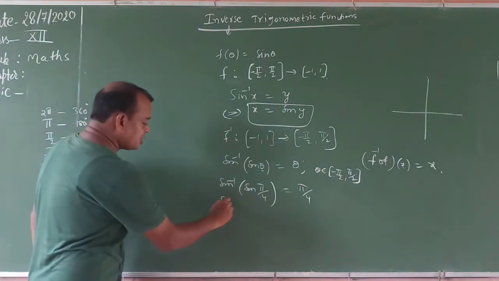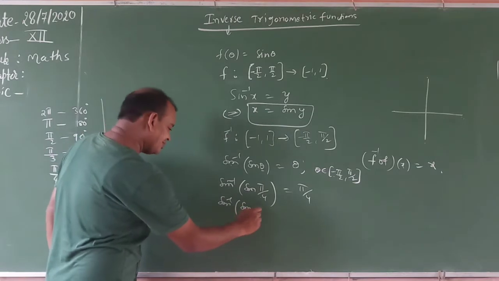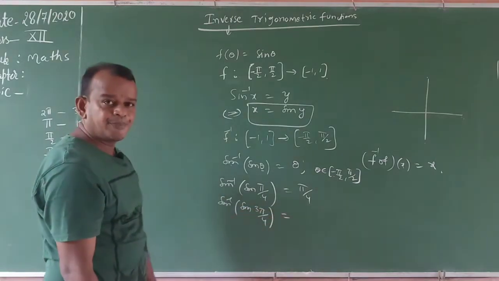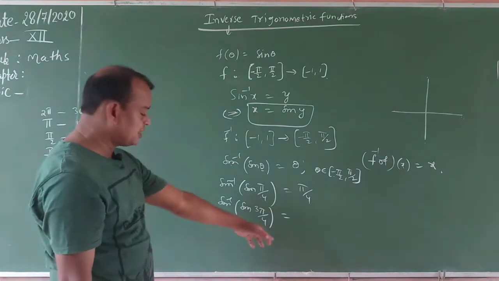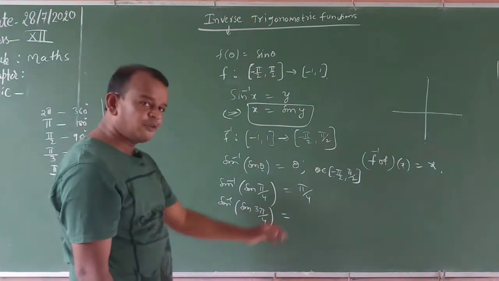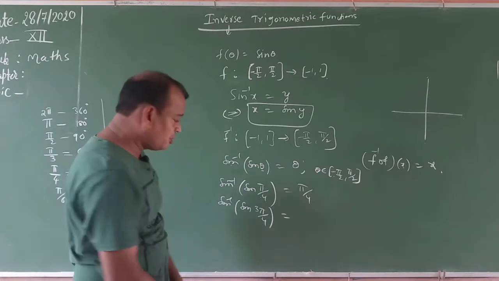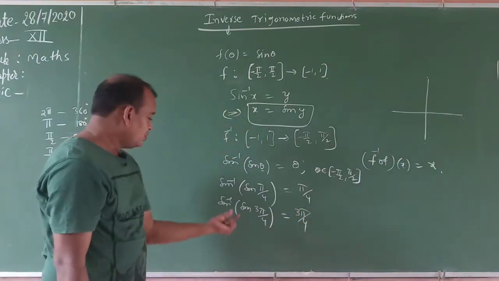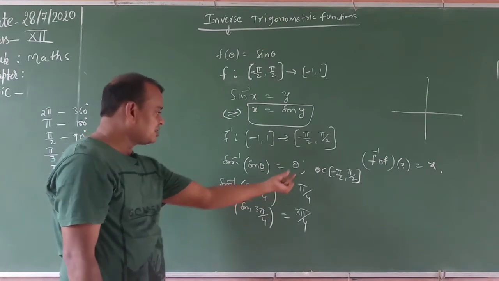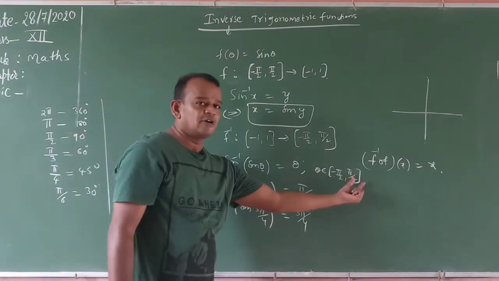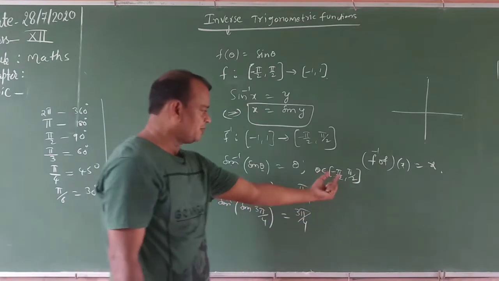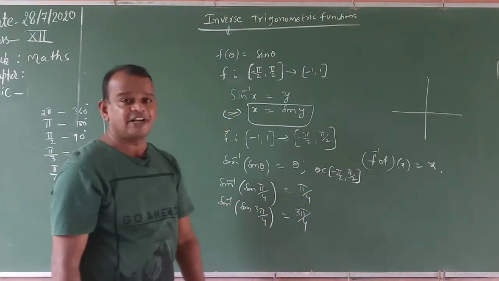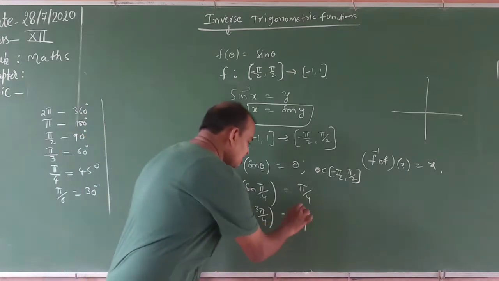Suppose sin inverse of sin 3 pi by 4. What is the answer of this one? Sin inverse of sin 3 pi by 4 is equal to 3 pi by 4. Say yes or no? Right or wrong? Whenever sin inverse of sin theta is equal to theta, theta always lies between minus pi by 2 comma pi by 2. What is the principal value? This is called the principal value, minus 90 to plus 90 only. But here 3 pi by 4 means 135 degrees. This is not the answer.